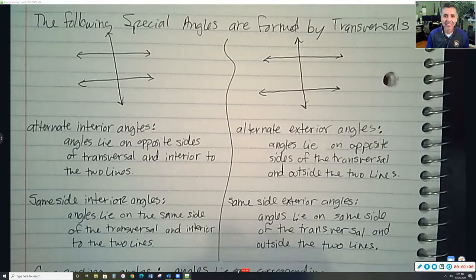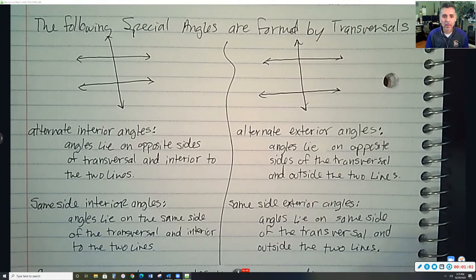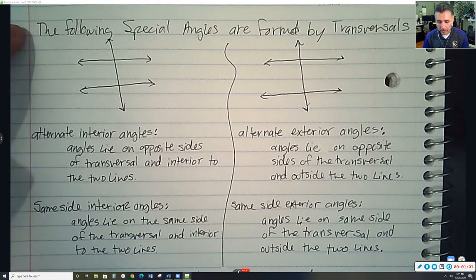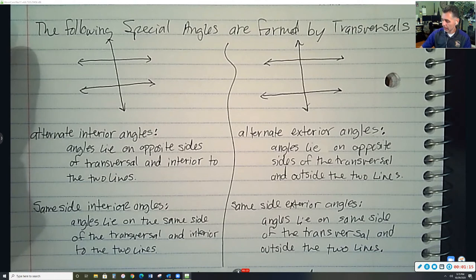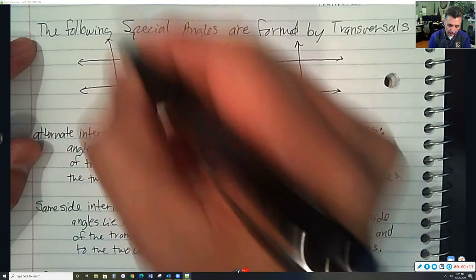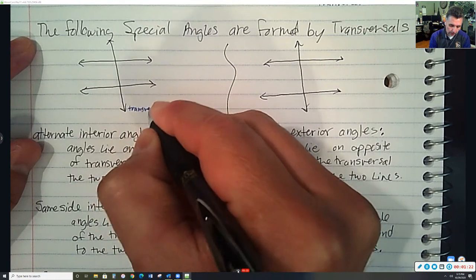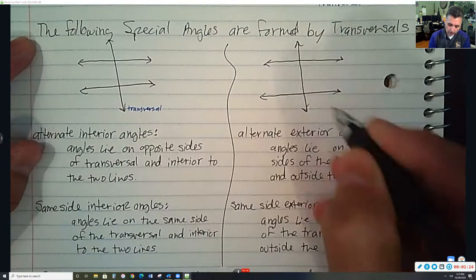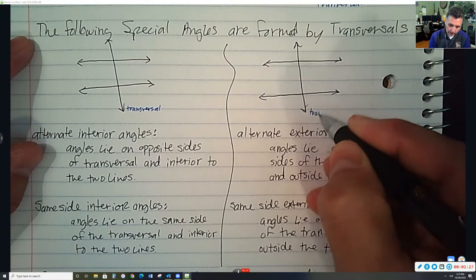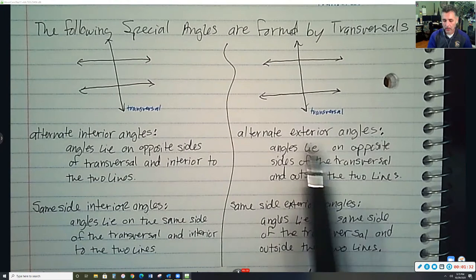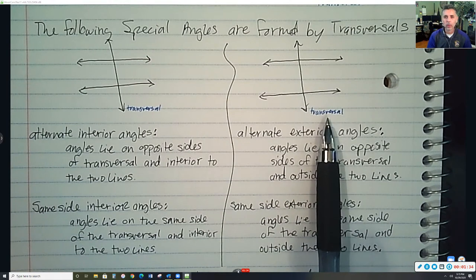So here's the meat and potatoes of it. Here we have the following special angles formed by a transversal. Again, the line that goes through these two, this is the transversal. I'm going to be saying that name a lot, so I want you to be aware of what the transversal is.